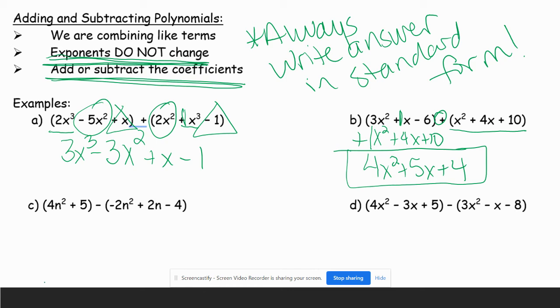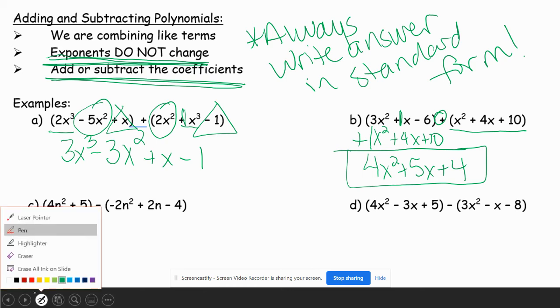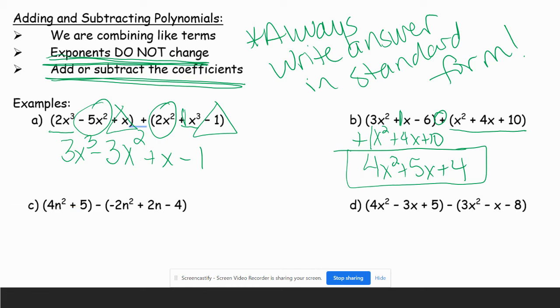For letter C, with the subtraction, sometimes we forget that we're subtracting absolutely everything in this right set of parentheses. So I like to distribute that subtraction, which is basically multiplying by negative 1 and changing all the signs. That way I don't forget.